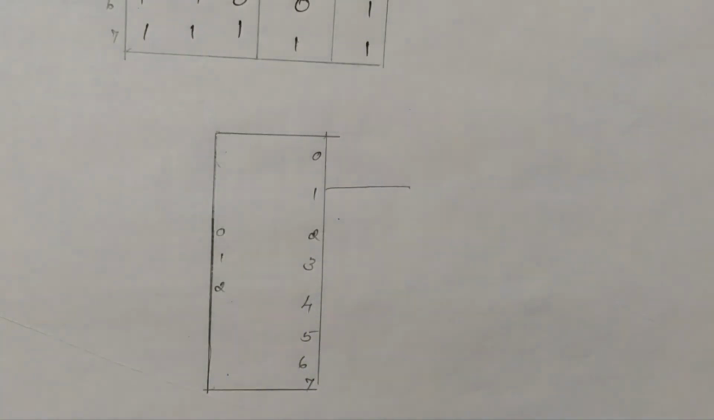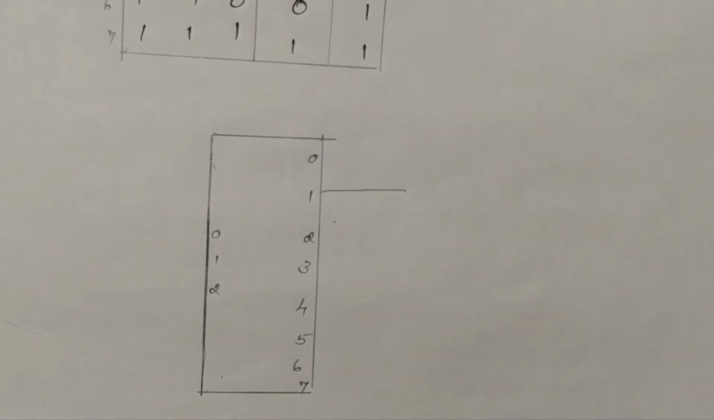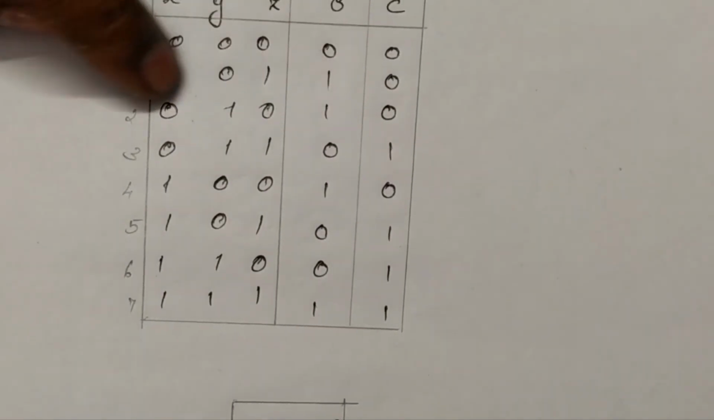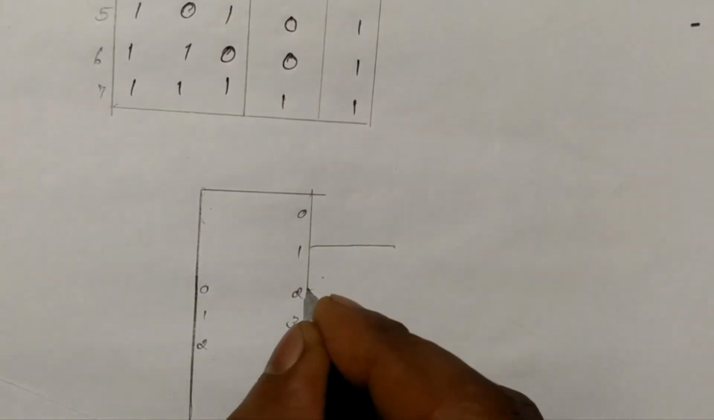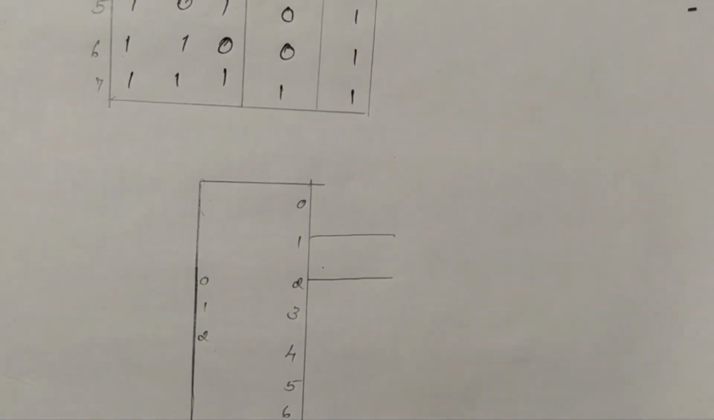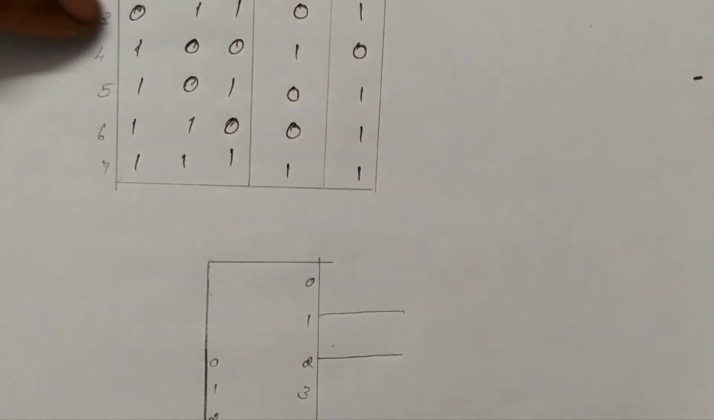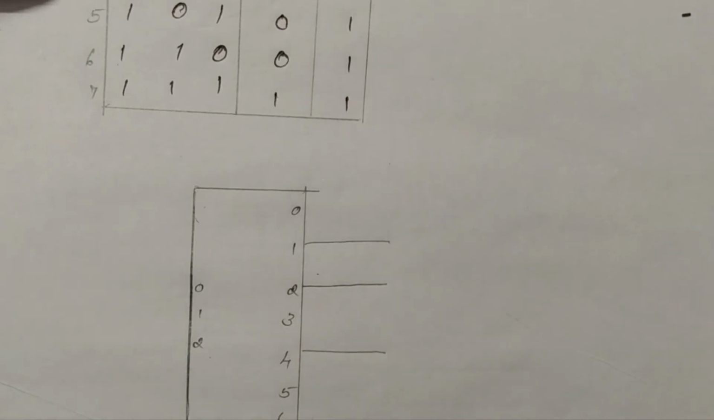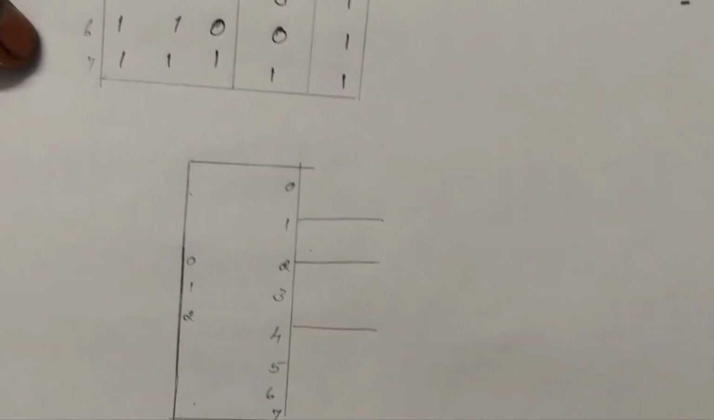Then likewise here we are having 1. Respective input equivalent is 2. Therefore we need to take from D2. We need to take output from 2. Then here we are having 1. Respective input equivalent is 4. So from here. Then finally here we are having 1. Respective input equivalent is 7.